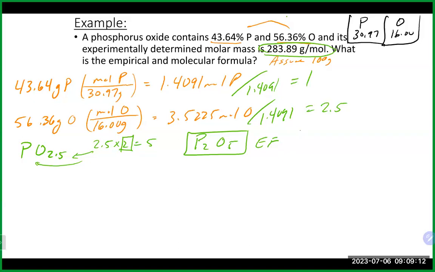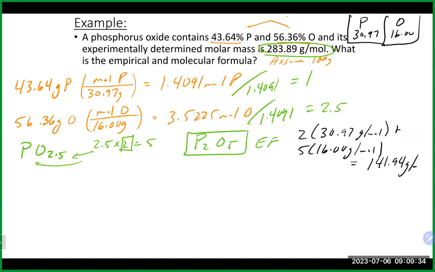So that's going to be 2 times 30.97 plus 5 times 16. And that will get us 5 times 16 plus 2 times 30.97. Going to give us 141.94 grams per mole. So that is our 3rd thing that we need.